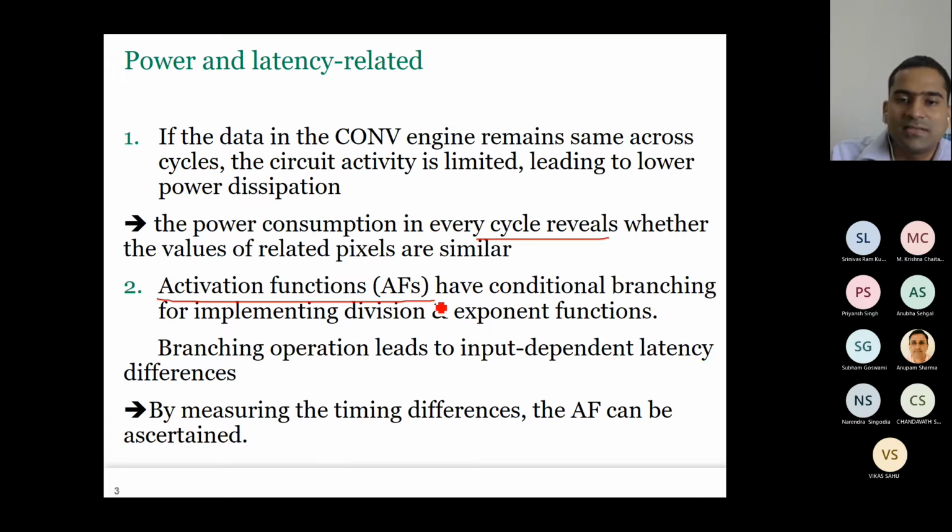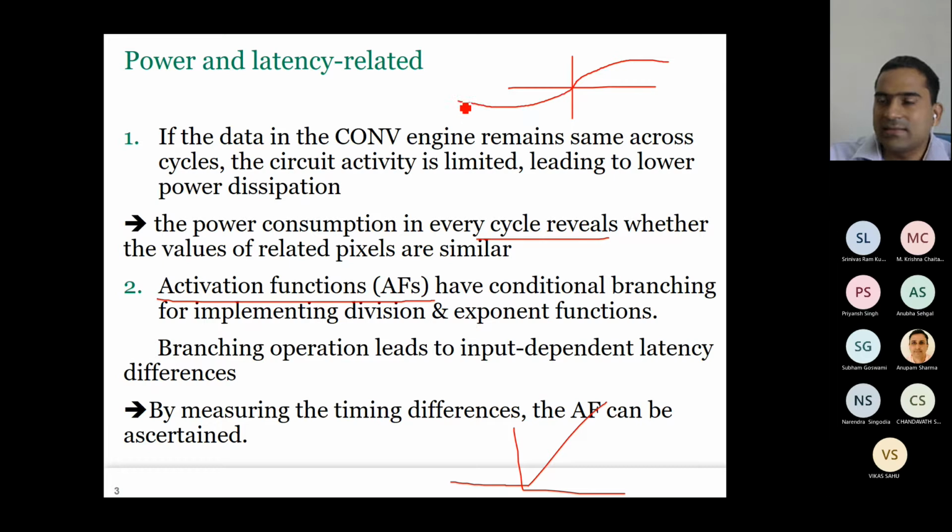Now you know activation functions, right? We have discussed ReLU. ReLU is like this, and tanh is like this. They have conditional branching for implementing division and exponent functions. And whenever you have branching, what is a branch? Branch means an if-else condition: if this condition, then do this, otherwise do this.